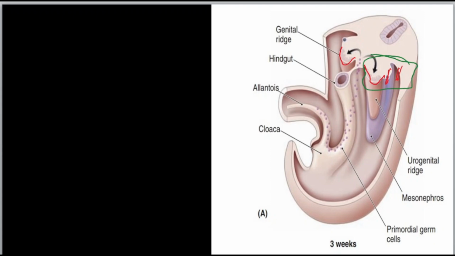Then the genital ridge is formed by the proliferation of the surface epithelium. This surface epithelium is thickened. It is the coelomic epithelium thickened to form the genital ridge medially, along with the condensation of underlying mesenchyme.